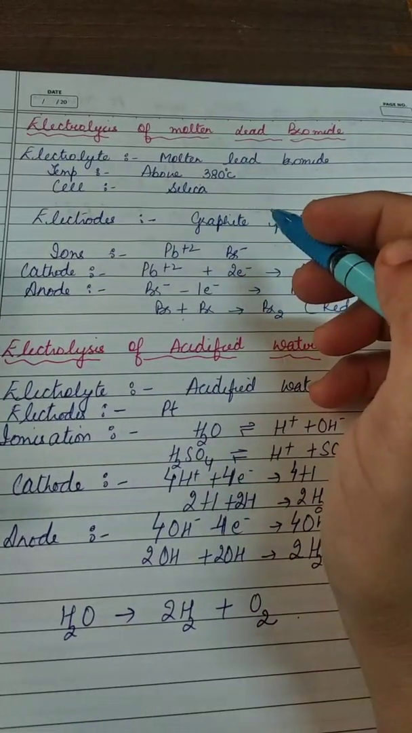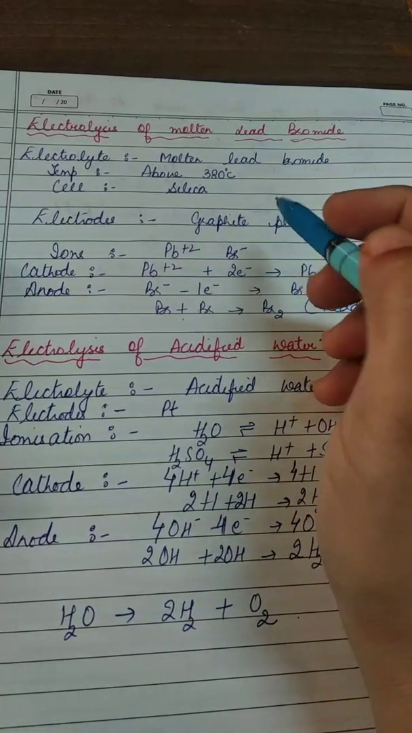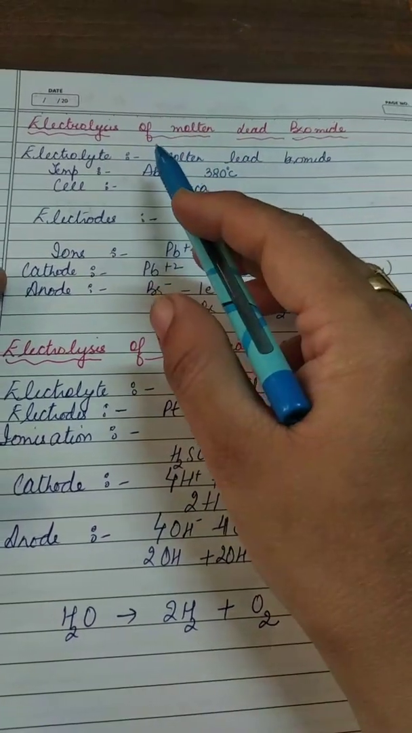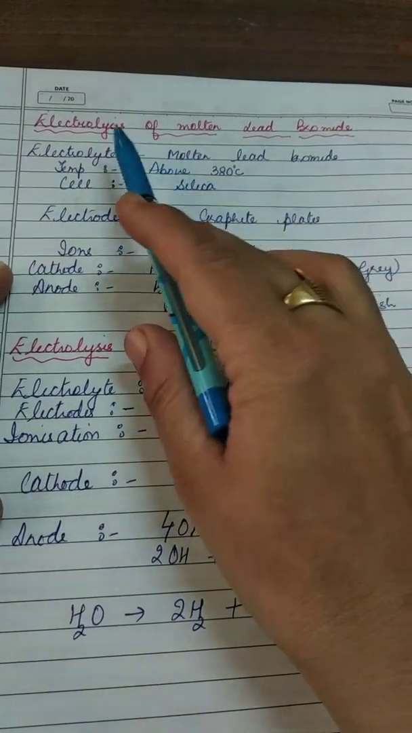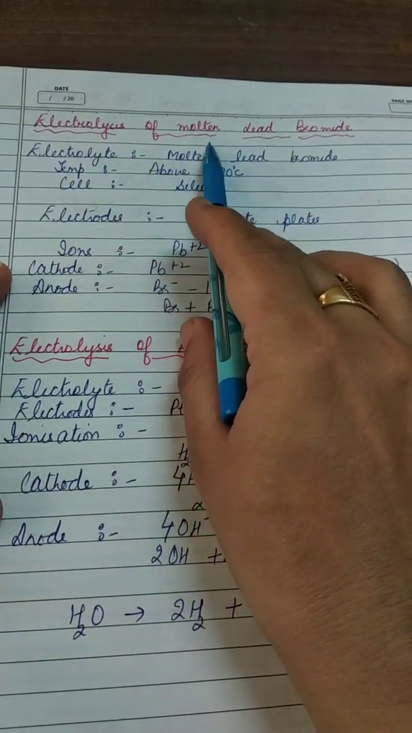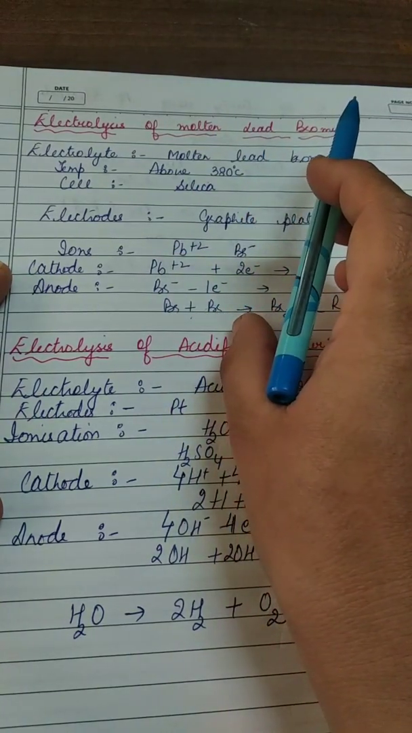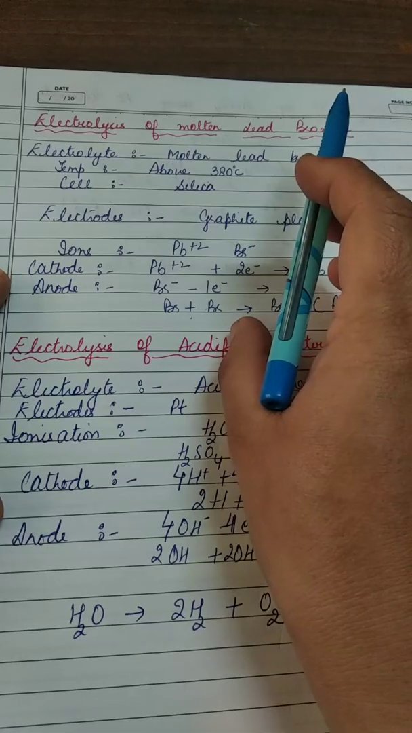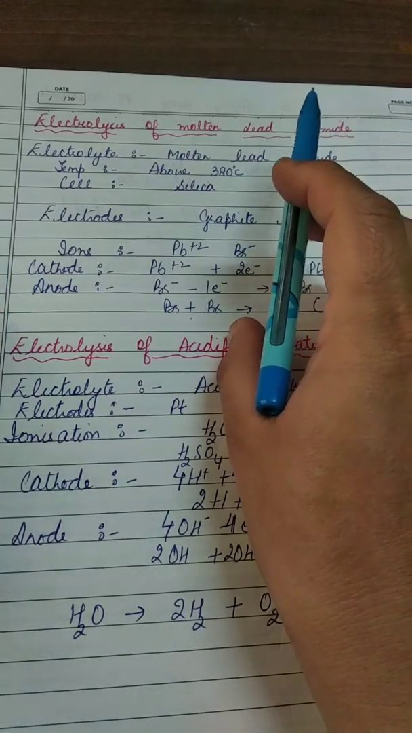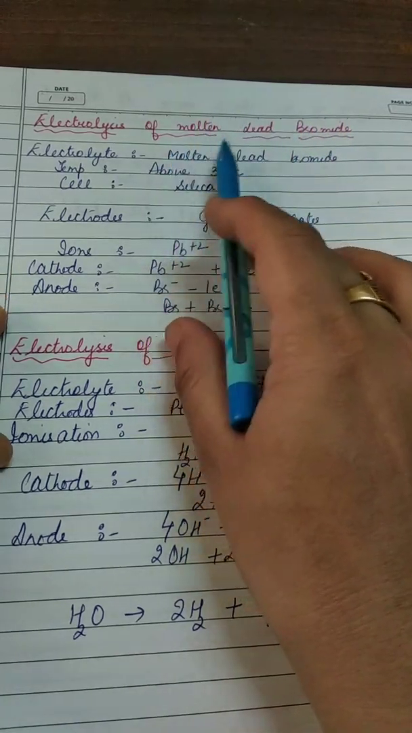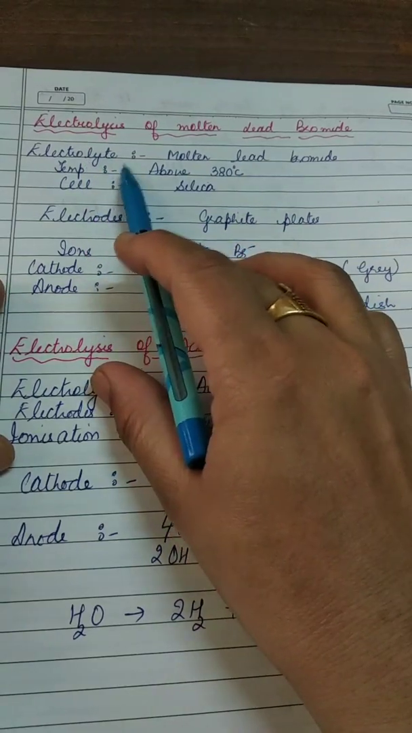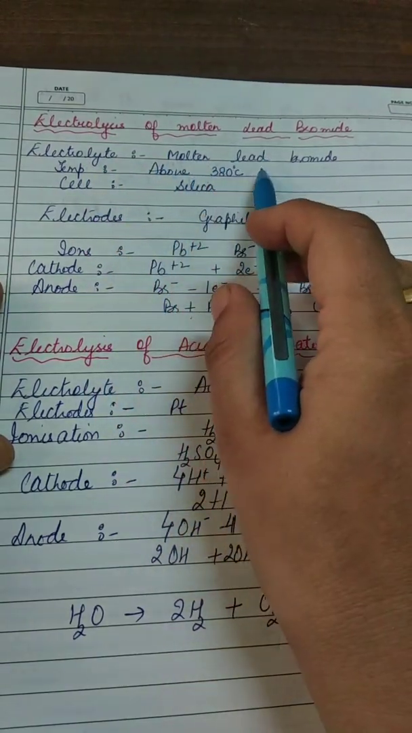Next topic is examples of electrolysis. First example which is there in your syllabus is electrolysis of molten lead bromide. Students, all these examples are very important from examination point of view. So first one, electrolyte used in this case is molten lead bromide.